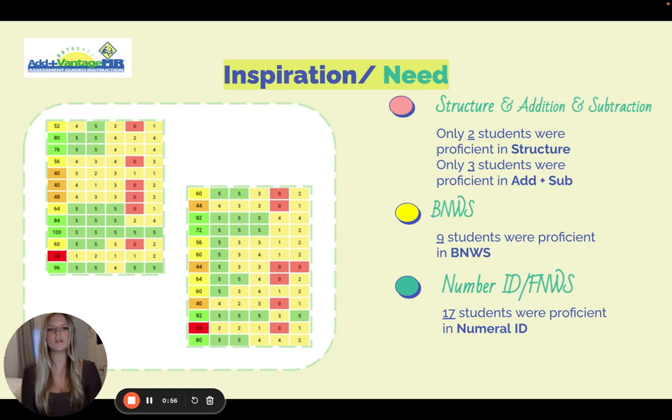According to the data, only 2 students were proficient in structure of numbers, and only 3 students were proficient in addition and subtraction skills. On the contrary, 9 students were proficient in backward number word sequence, and 17 students were proficient in number idea and forward number sequence.